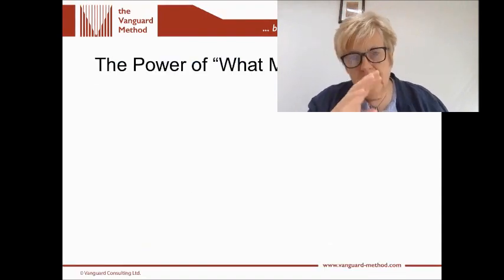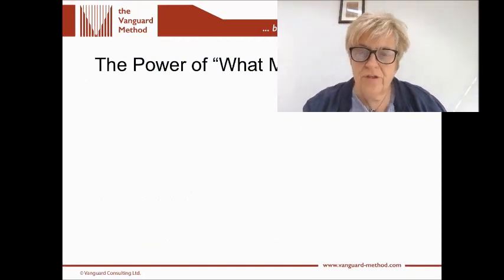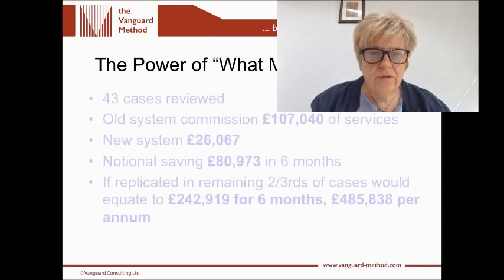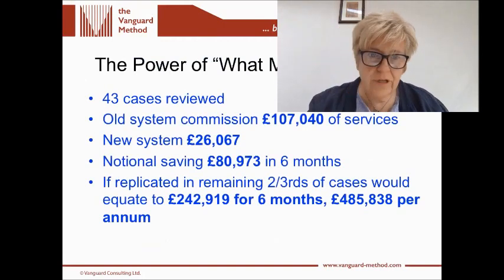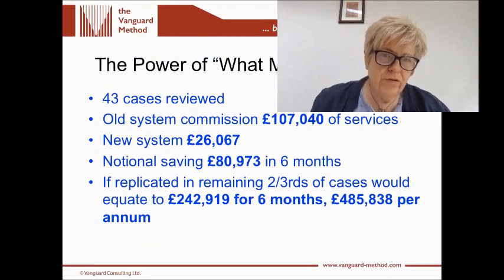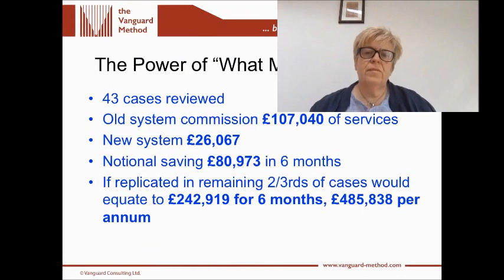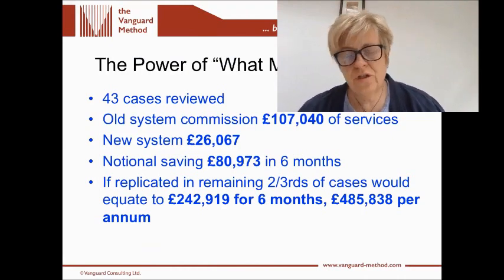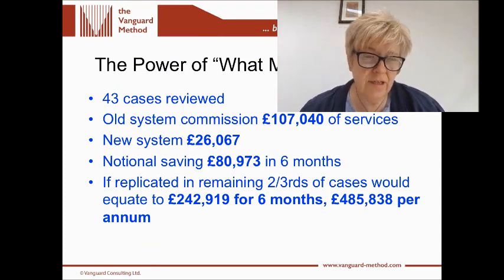So just towards the end of this, we just wanted to show you some examples from other services or other localities rather. This is work that was done in another locality, again in health and social care. They reviewed 43 cases, and in the old system, it would have cost 107,000 just over to commission those services, but in the new system, 26,000 just over. So you can see the saving in 6 months.